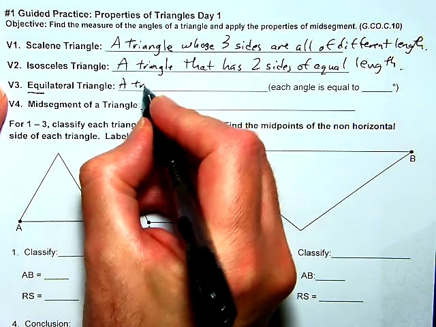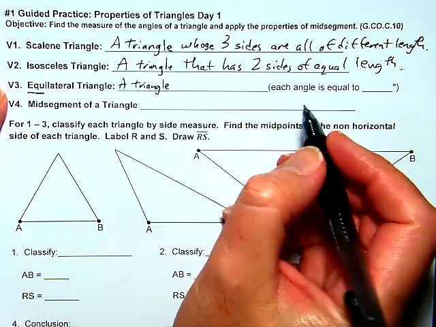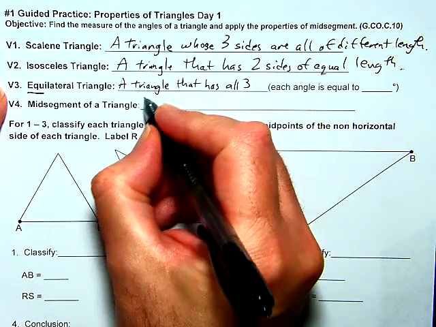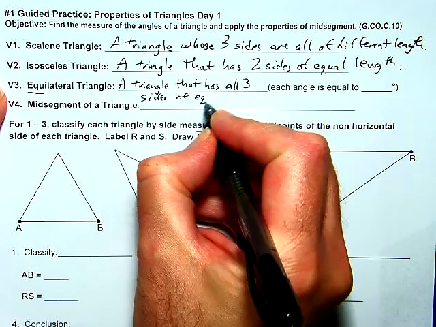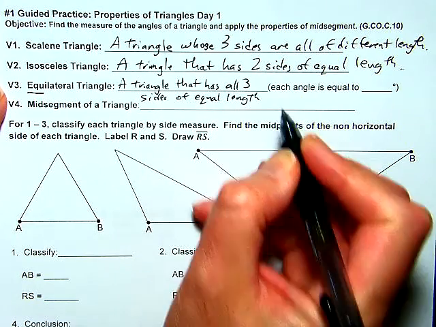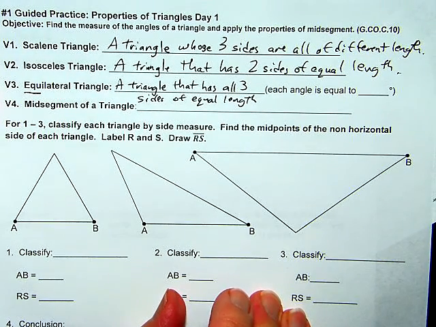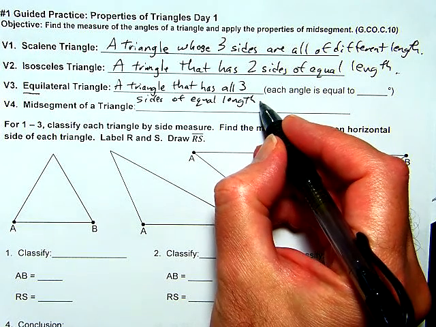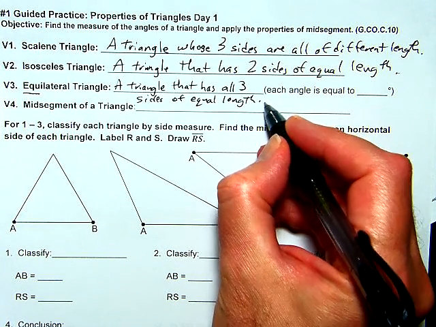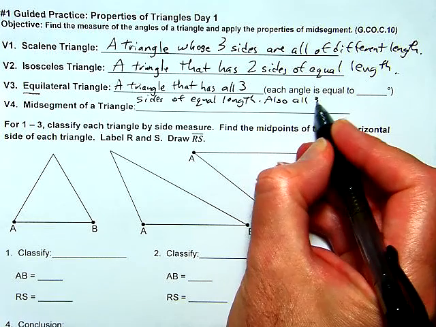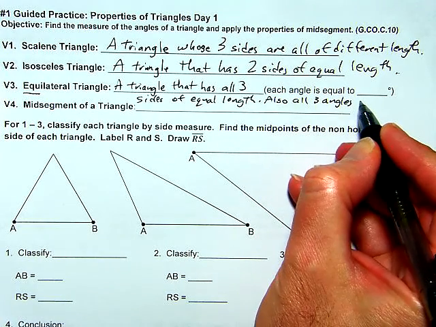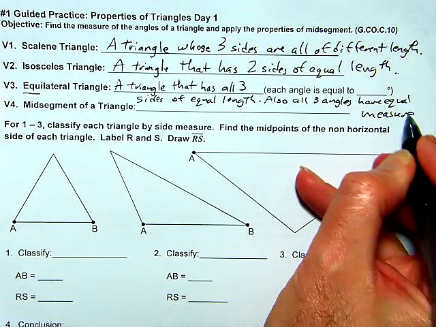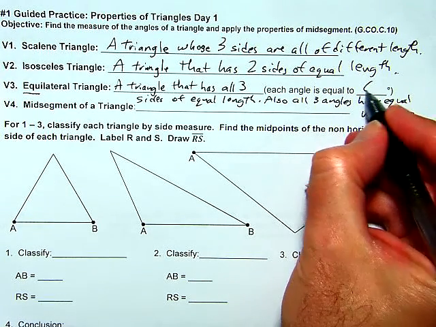So it's a triangle that has all three sides of equal length. And another property of an equilateral triangle is that it also has all three angles of equal measure. Also, all three angles have equal measure. And in fact, each angle is equal to 60 degrees.